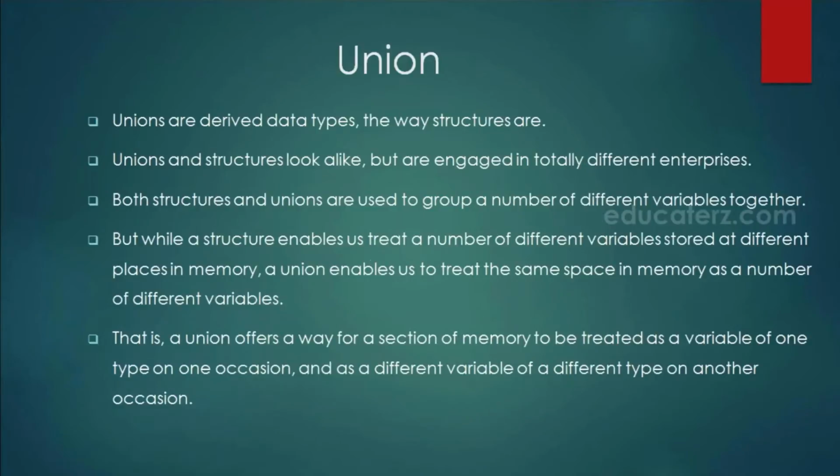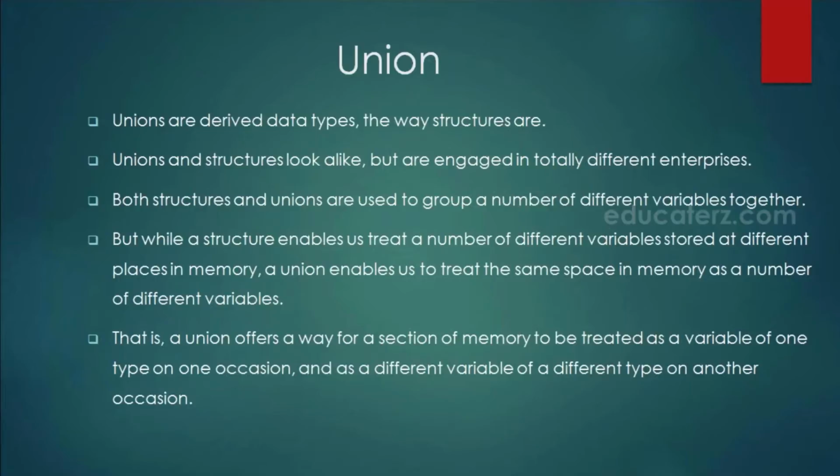Now after this we have union. Unions are a derived data type the way structures are. Unions and structures look alike but are engaged in totally different enterprises. Both structures and unions are used to group a number of different variables together. But while a structure enables us to treat a number of different variables stored at different places in memory, a union enables us to treat the same space in memory as a number of different variables. Means we have different variables in the union, but the memory utilized by these variables will be the same.